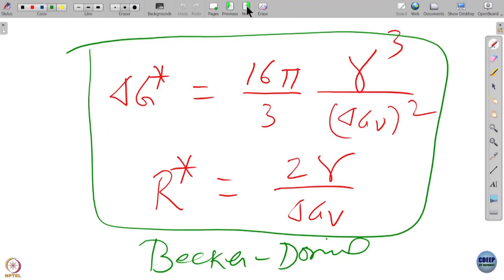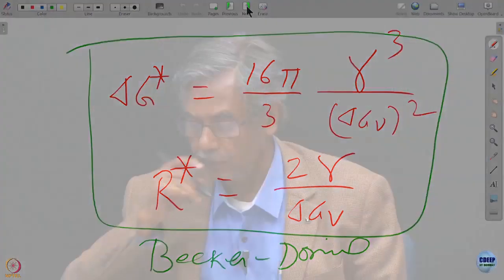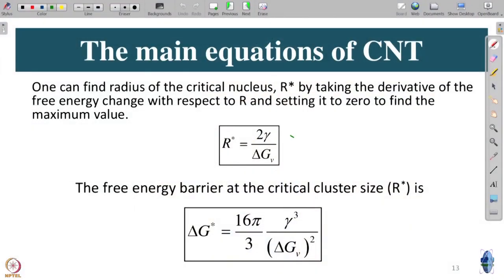Another very beautiful thing we'll do, not usually covered in textbooks, is the Ostwald step rule, extremely important in the present day scenario of solid state synthesis. So, thermodynamic control, kinetic control, all these things are essentially about nucleation. And these are the two equations I just derived. This is the size of the critical nucleus, and this is the barrier, a very beautiful equation, 2 gamma over delta G V. We almost all know this by memory.